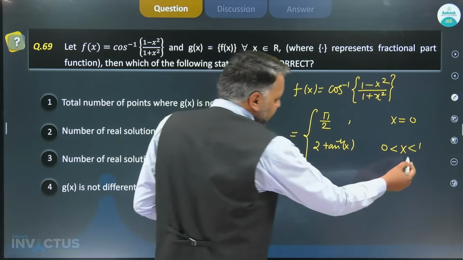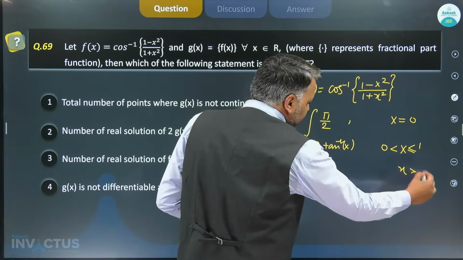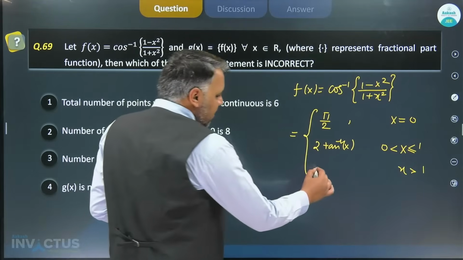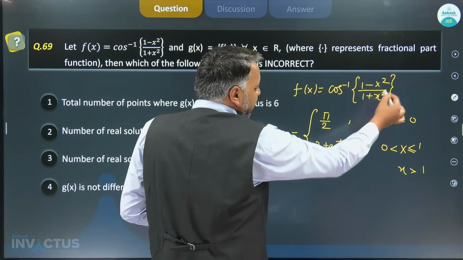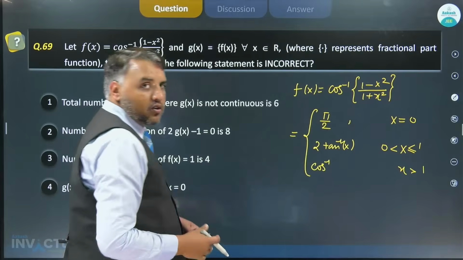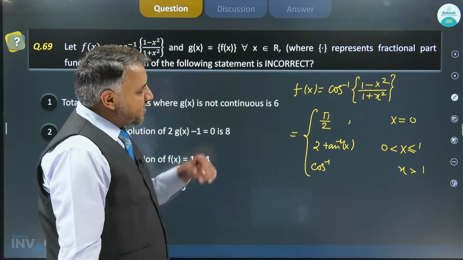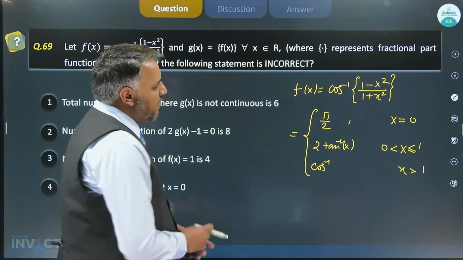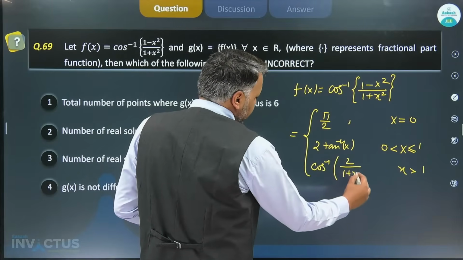Okay, in fact at x is equal to 1 also we can comment this. Now if x is greater than 1, this will be cos inverse with this quantity being negative and between minus 1 to 0. So whenever some input is between minus 1 to 0, the fractional part of that quantity will be 1 plus something, 1 plus x. So we have to just add 1. So this will be cos inverse 2 upon 1 plus x square.